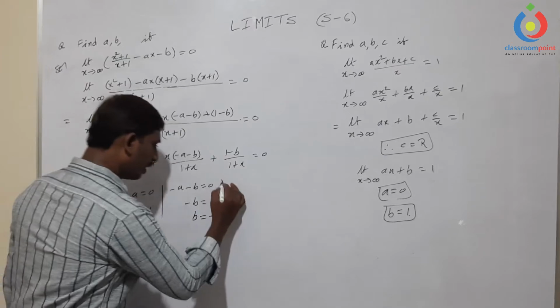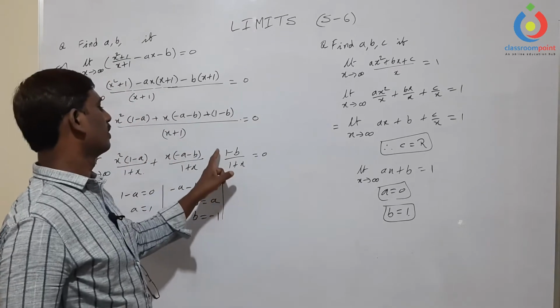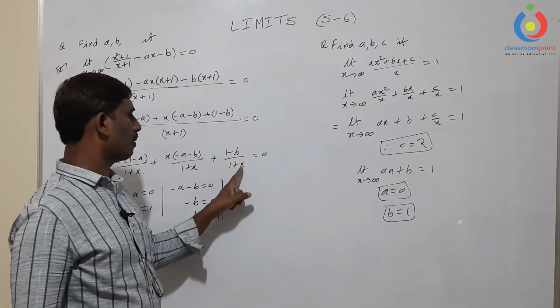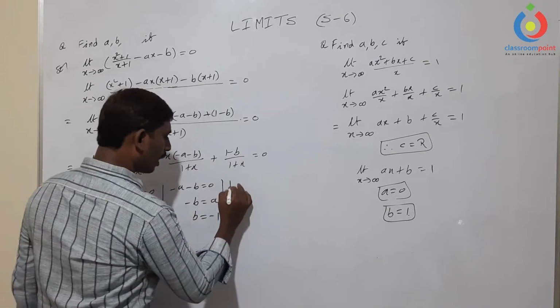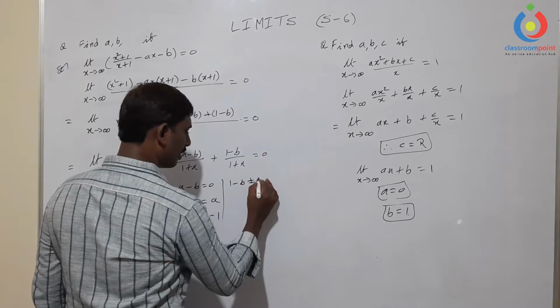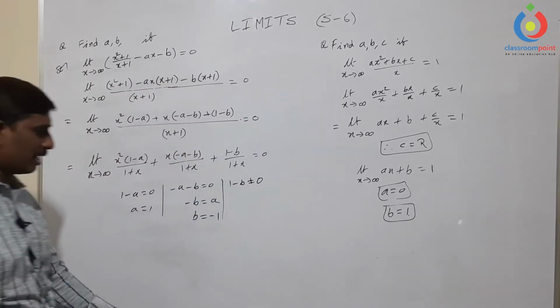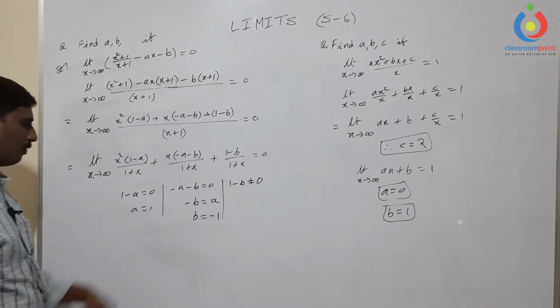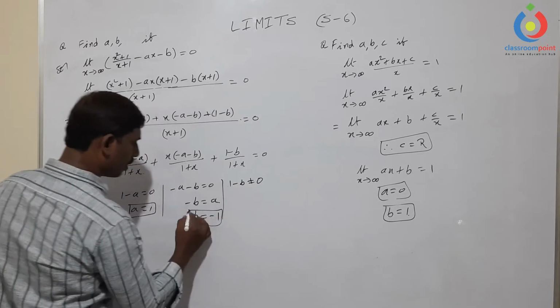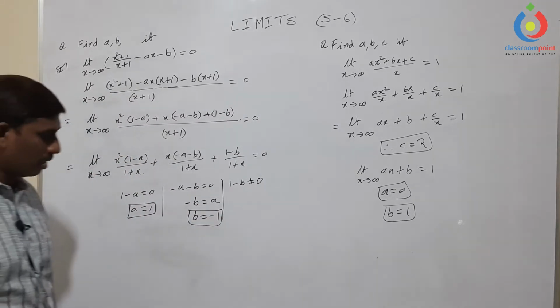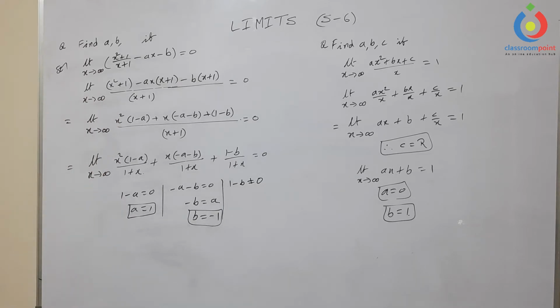Right. What about here? Here numerator degree is 0, denominator degree is 1. So automatically 1 minus b is not equal to 0. So therefore a is equal to 1 and b is equal to minus 1. Right. Next, one more problem.